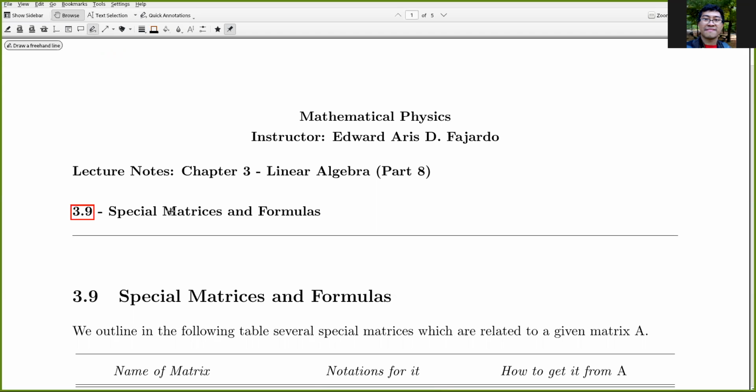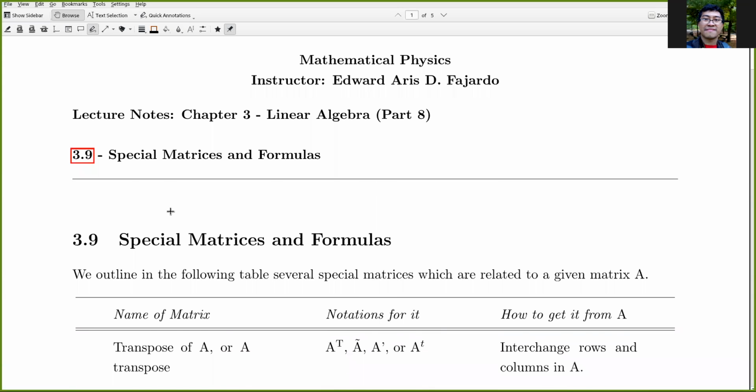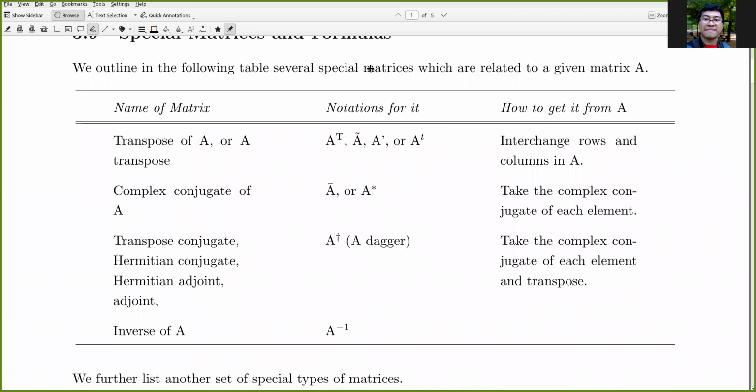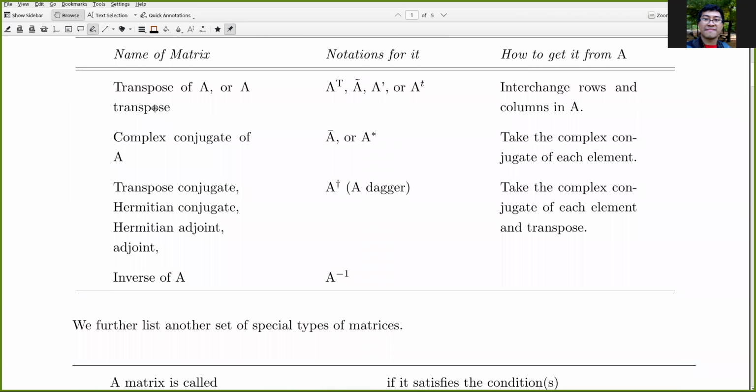Today let us talk about special matrices and formulas. We outline in the following table several special matrices which are related to a given matrix A. For example, the transpose of A, or A transpose in symbol, you have A to the power of T, or A tilde, A prime or A T here. The formula is simply we interchange the rows and columns in A.